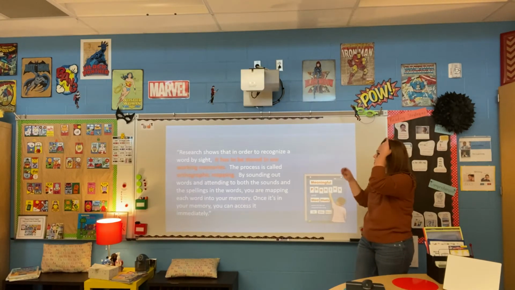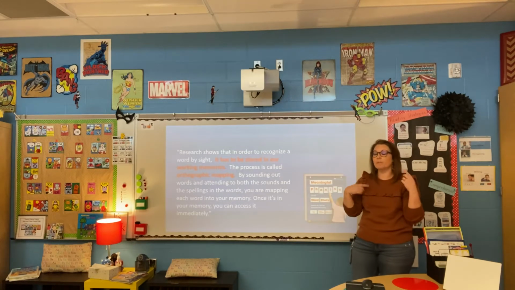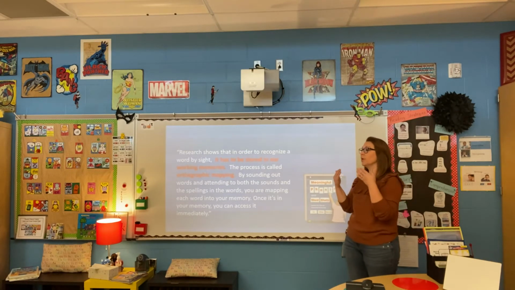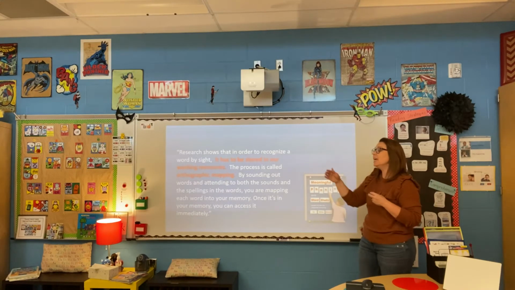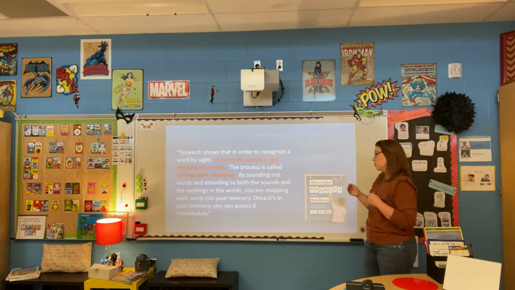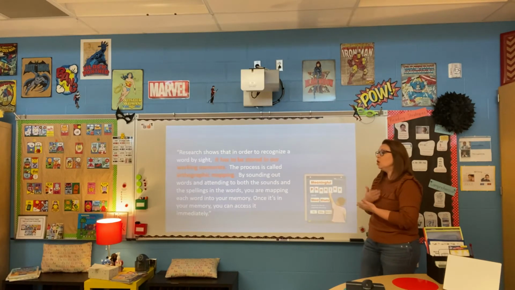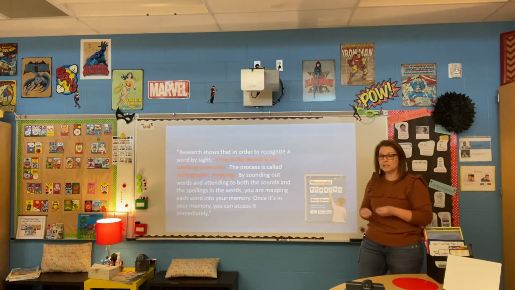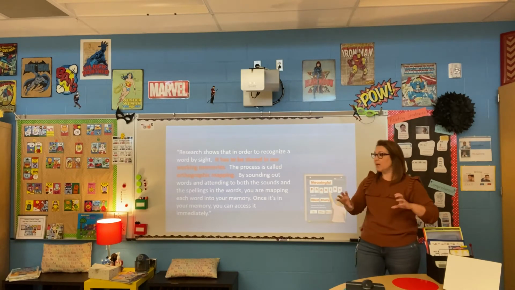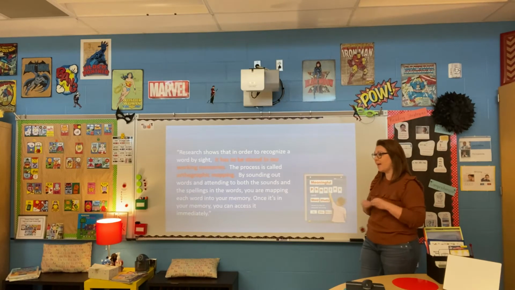So research shows that in order to recognize a word by sight, it has to be stored in our working memory, and that is the process of orthographic mapping. It starts by sounding those words out, attending to both the sound and the spelling. You are literally mapping it into your memory, and once it's in your memory, it's that deep level of known that you can access at any time.